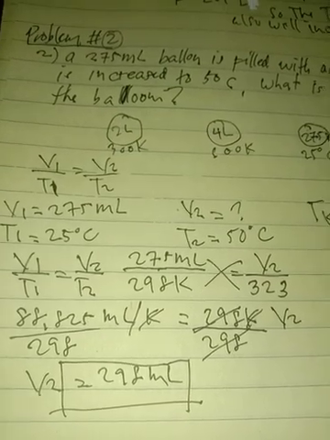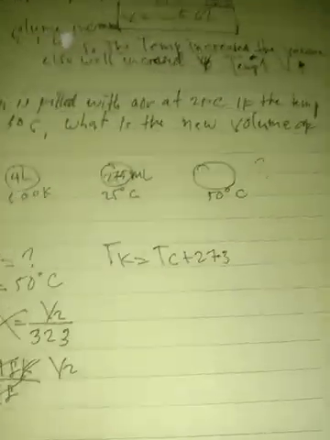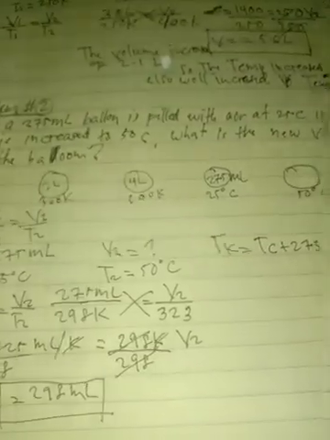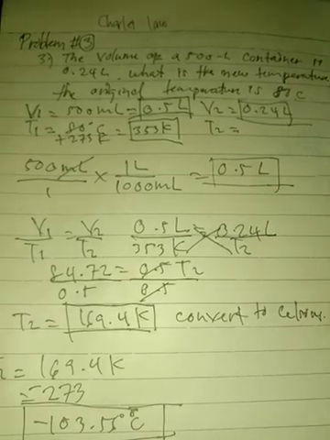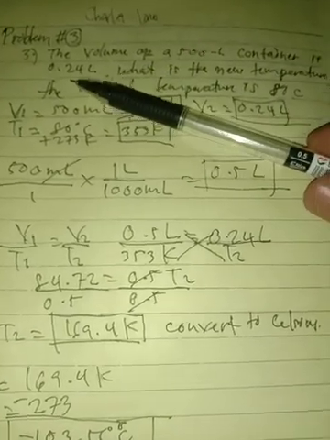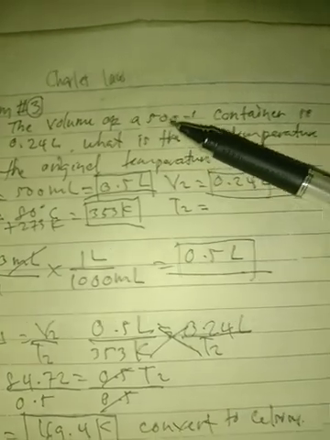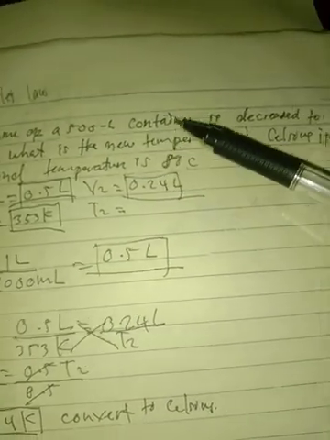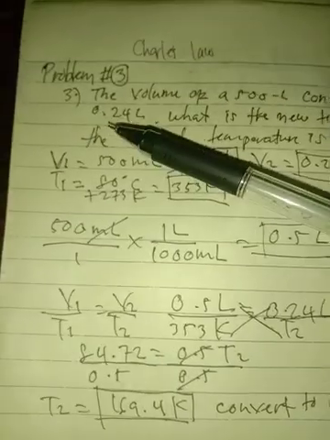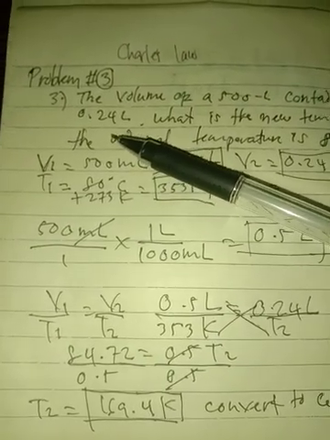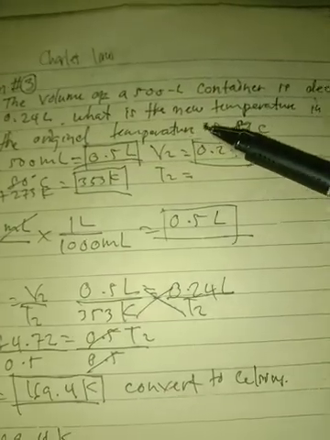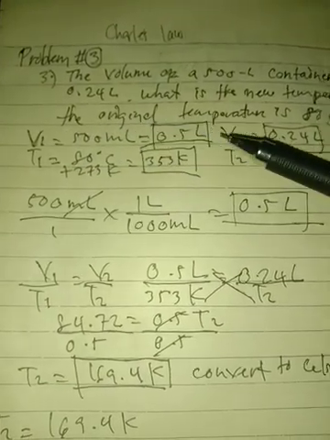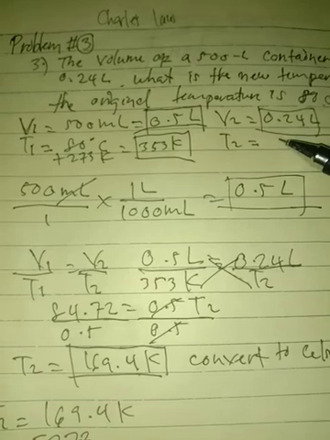That's the answer in problem number 2. So now we are going to solve problem number 3 in Charles's law. Now in problem number 3, the volume of a 500 ml container is decreased to 0.24 liter. So what is the new temperature in Celsius if the original temperature is 80 degrees Celsius?